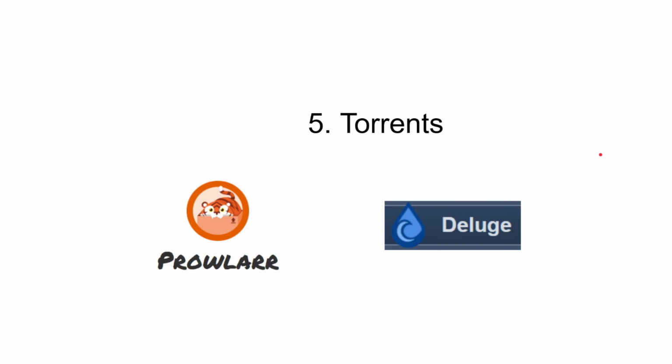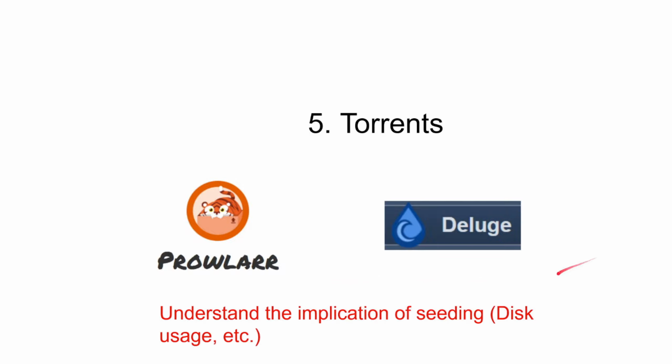So tip number 5 would be to add torrents to your setup. For example, on Prowler, it's extremely simple. It takes maybe 5 to 10 minutes to have this up and running. And you have Usenet, but sometimes for a few pieces of content, maybe torrents will be better. It's really not complicated to run both Usenet and a torrent on the same machine, and it can give you many benefits. Just understand that if you're setting up torrents, understand the implication of seeding, so disk usage, ISP, and whatnot.